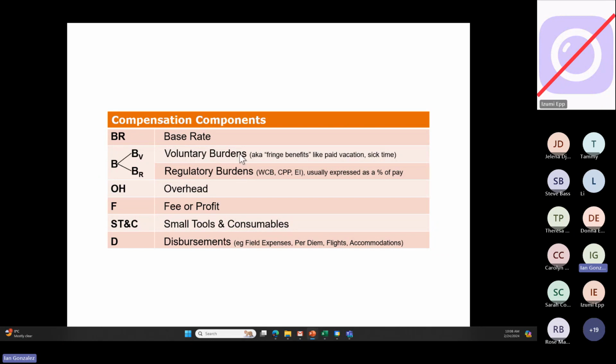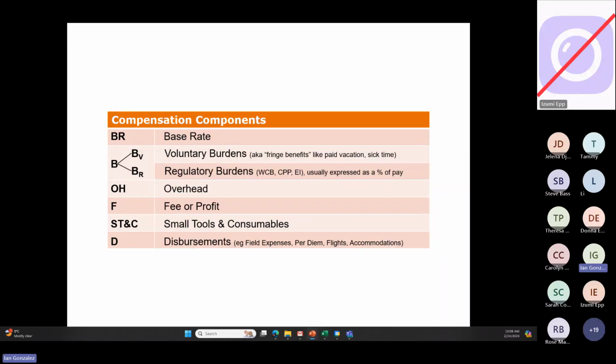Your voluntary burdens are your fringe benefits like paid vacation and sick time. Companies put a little bit of that in for their own people. And then you have the ones that are non-negotiable, the regulatory burden: your WCB, CPP, EI, and they're usually expressed as a percentage of pay.